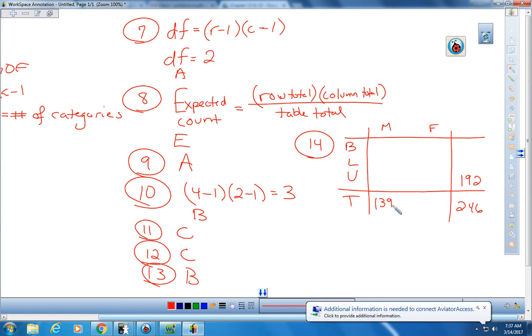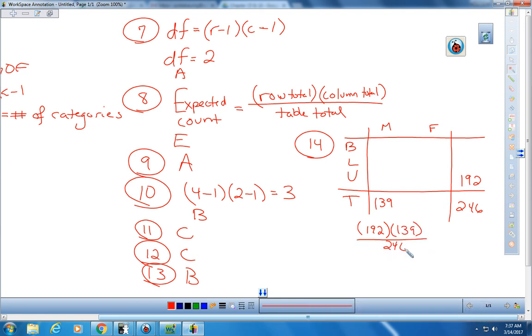It says, what's the expected number of males landing on the upper trunk? So this is where I'm looking for my expected. It's 192 times 139 over 246. 108.5, does that sound good enough? So that expected cell count is 108.5. That's definitely within the range, so I guess that answer is D.